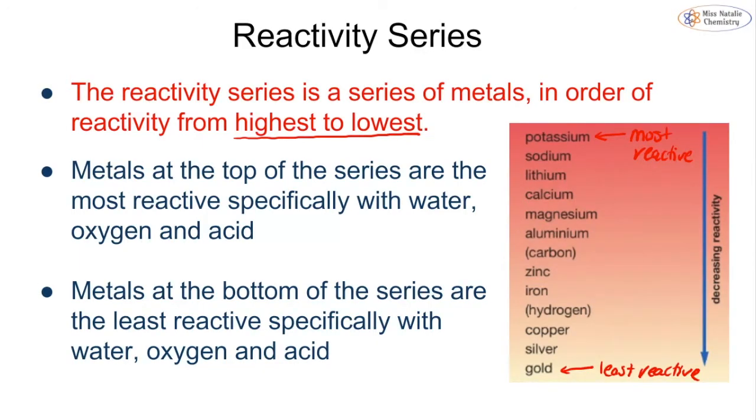However, you may find it useful to expand where some of these are going to be so that it helps you with your predictions should you do it. Now, you can see that we also have carbon and hydrogen in the reactivity series, and we use these as a sort of benchmark. The carbon is used more for triple content when we're talking about extraction, and the hydrogen is used as a way to figure out when something is going to react with an acid or not. So the metals at the top of the series, as we said, are the most reactive, and the metals at the bottom are the least reactive.